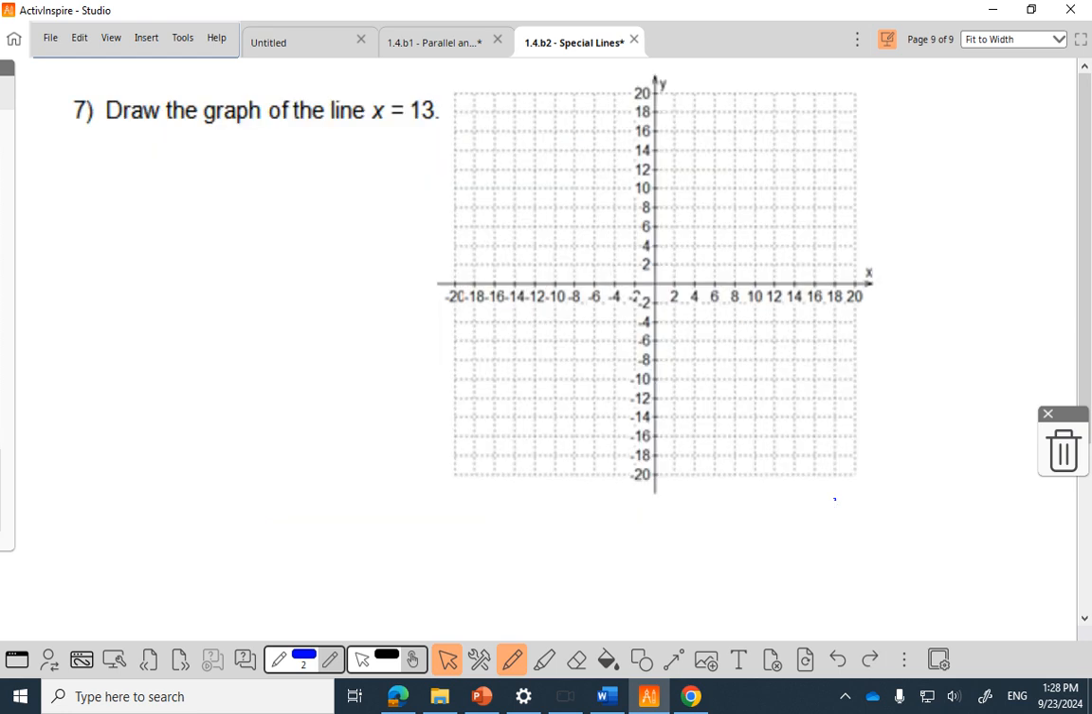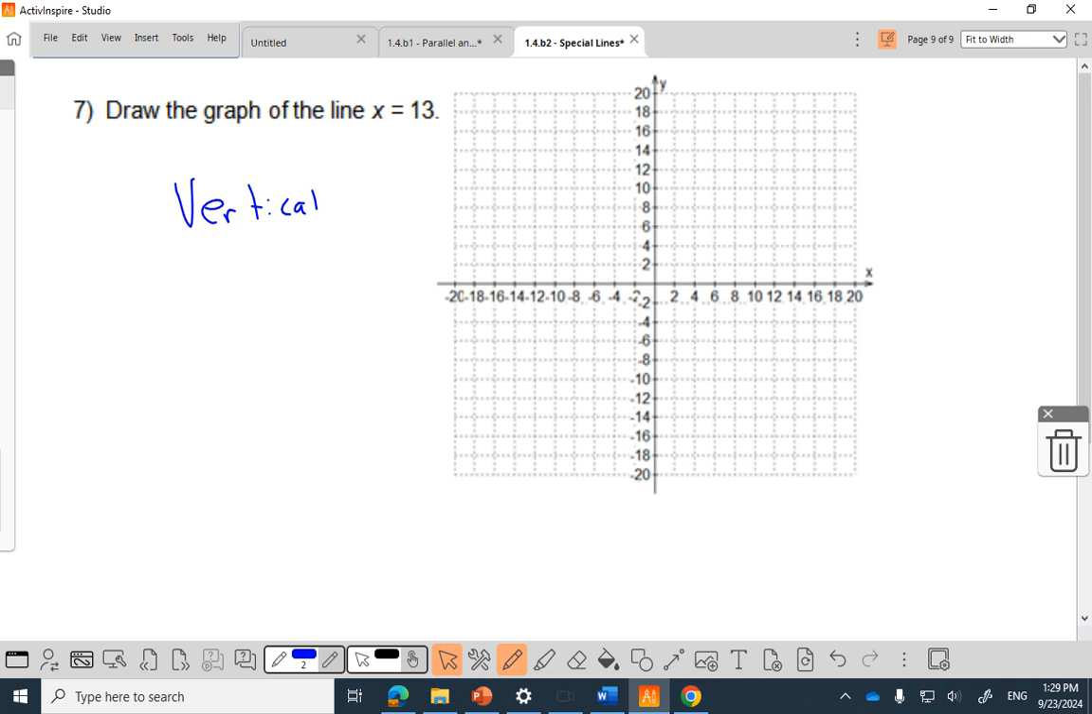Last one. Draw the graph of a line that's x equals 13. If it's x equals 13, will it be vertical or will it be horizontal? That's a big question. If all the x values are the same, if we always have x value 13, here, watch me do it. If all the x values are 13, you see how it's going up like that? That's vertical.